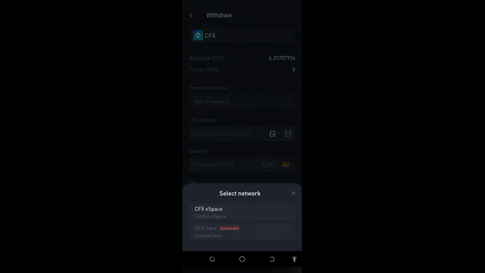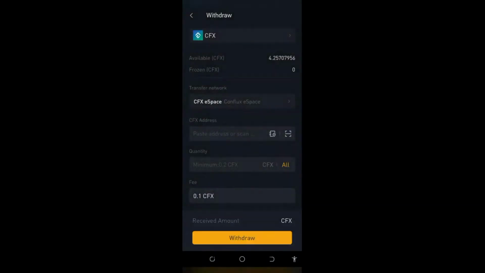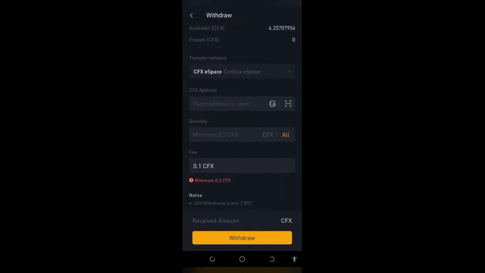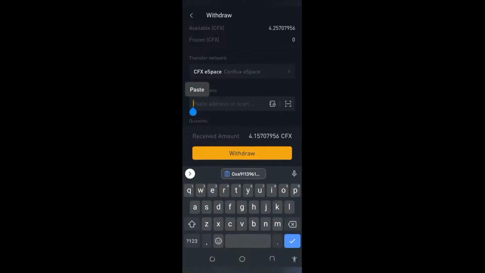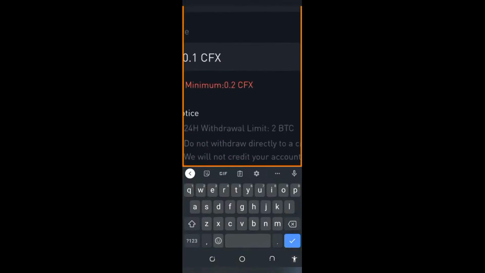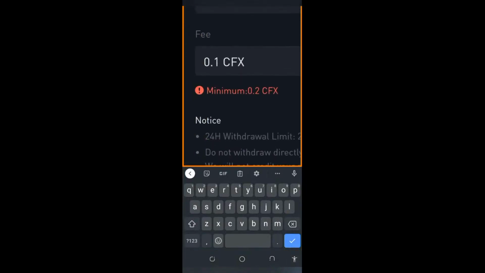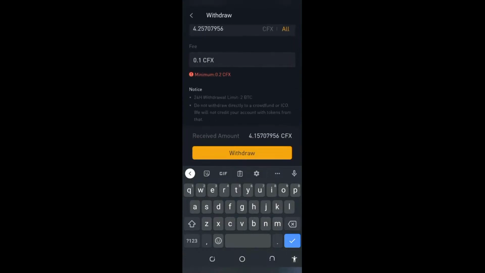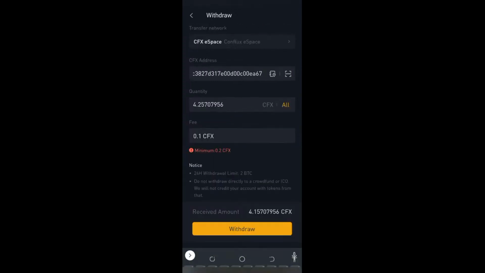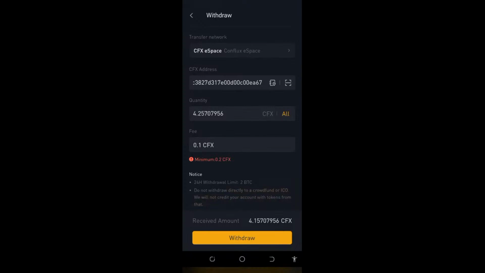Let's see, CFX eSpace, of course. And then let's see what we're putting in here. Available, yeah, everything. Let's see, all, of course. Let's put in the address. Okay, it said minimum. Minimum is what? Okay, minimum is 0.2 CFX. I've done that. Well, maybe just a little warning. Okay, all. And then we go ahead. Everything looks good.